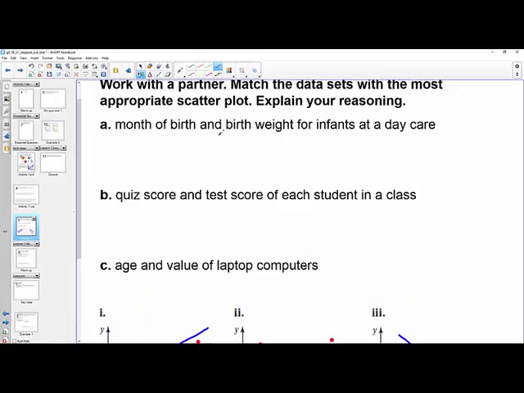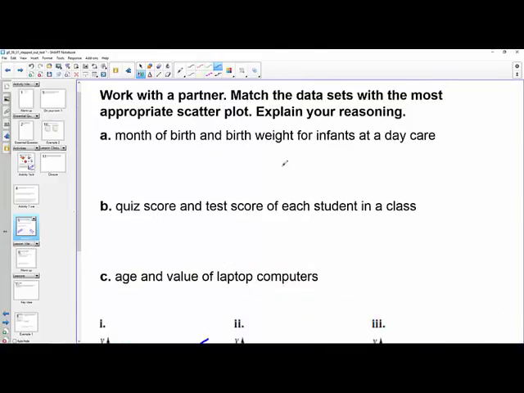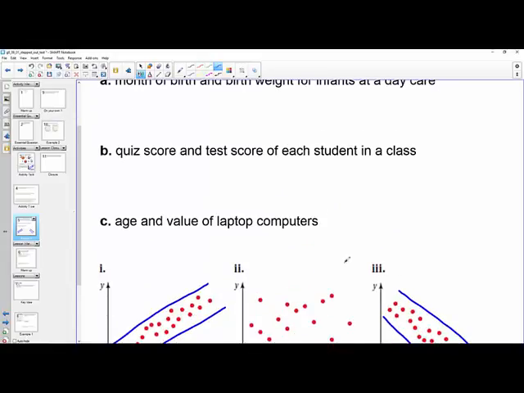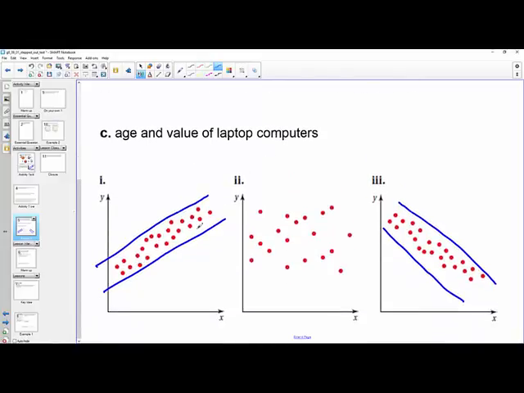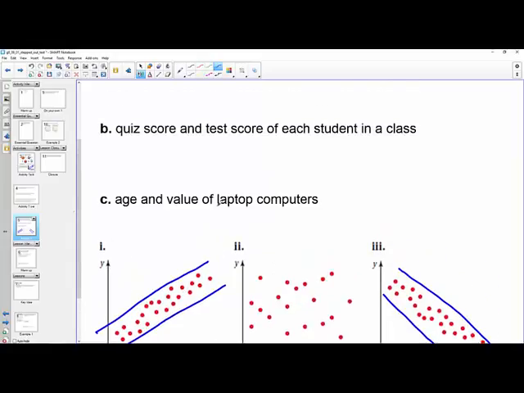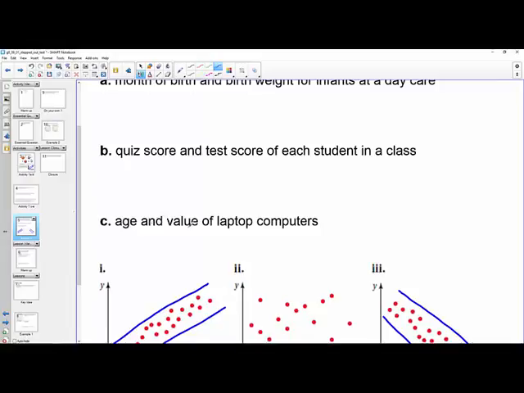So it says here, month of birth and birth weight for infants at a daycare. Well, I don't think that really has anything. I don't think there's any correlation there. Quiz score and test score for each student in the class. Well, hopefully, the higher the quiz score, the higher the test grade that you have, right? That's what you're hoping for. So I think this would probably be it right here. So quiz score and test score, meaning the higher they did in their quiz, the better they probably did in their test, right? And the last one is age and the value of a laptop.